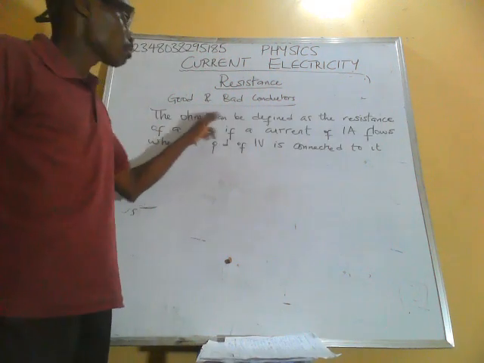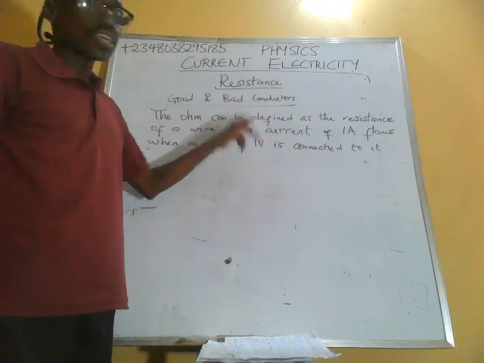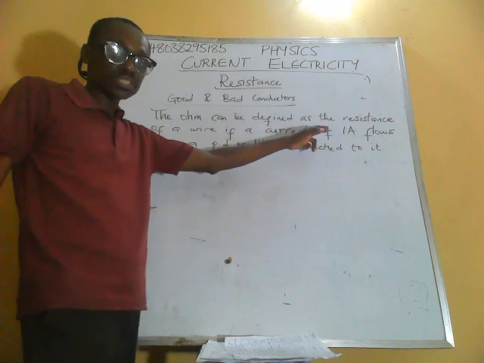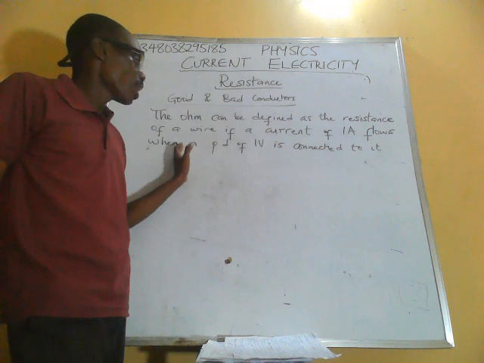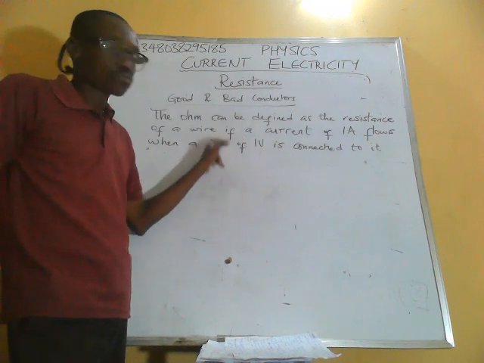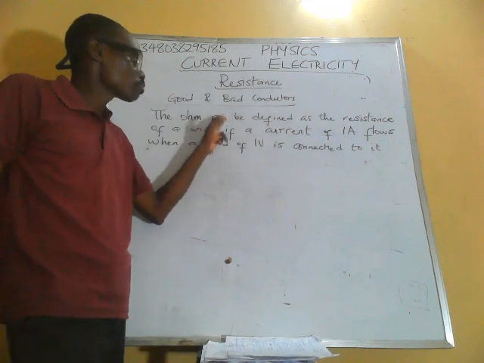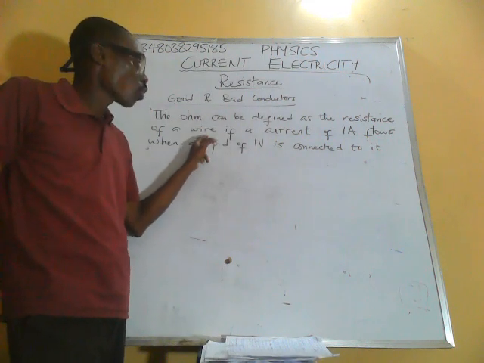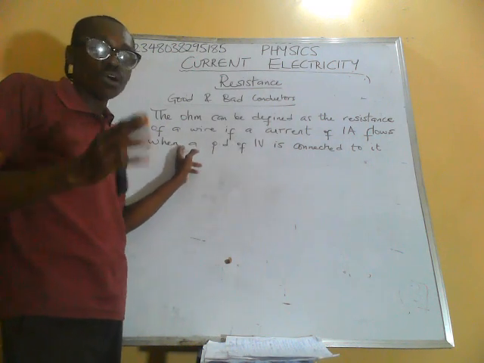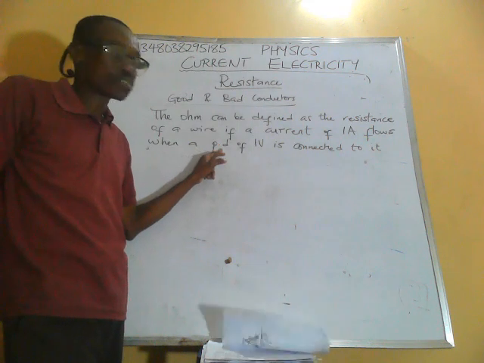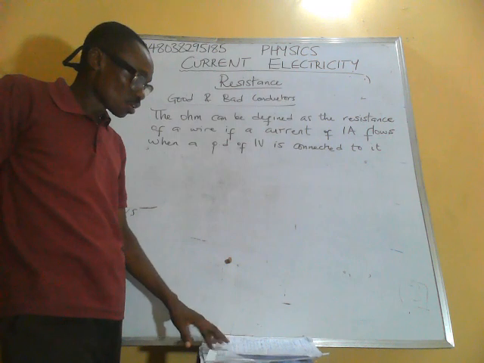So the ohm can be defined as the resistance of a wire if a current of 1 ampere flows through the wire when a potential difference of 1 volt is connected to it. The ohm can be defined as the resistance of a wire or of a conductor if a current of 1 ampere flows through that wire or conductor when a potential difference of 1 volt is connected to it. So this is the definition of the ohm.